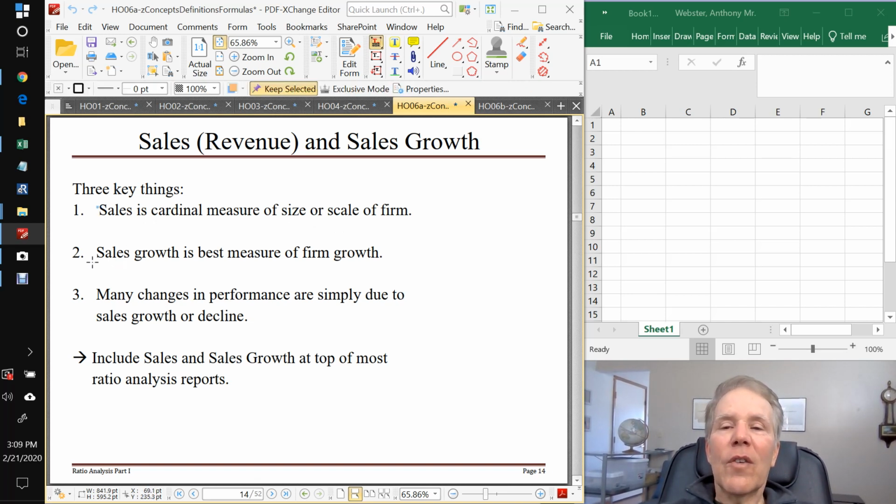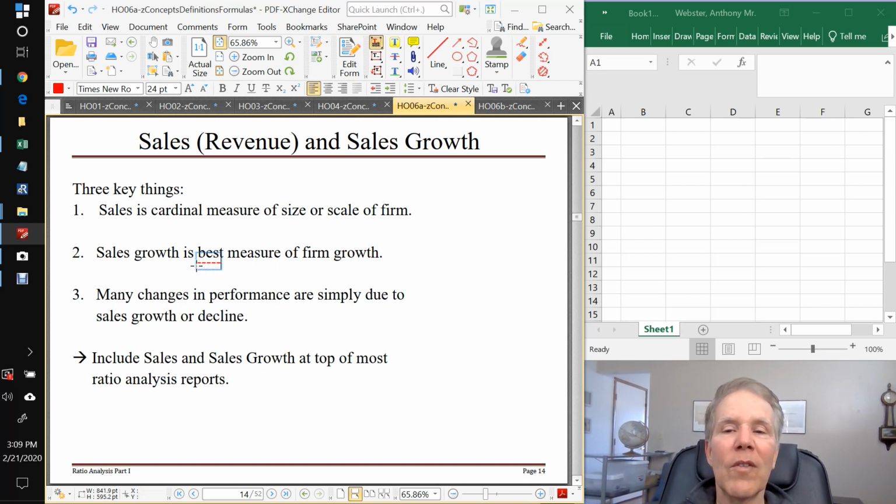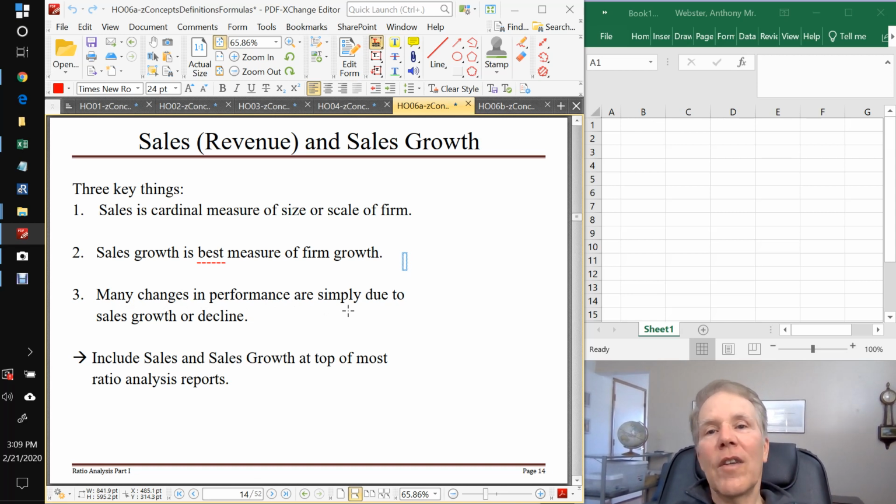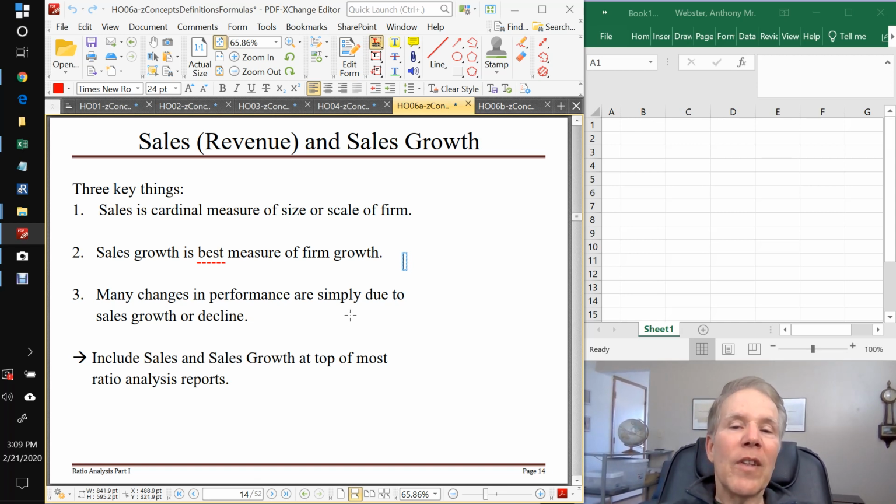And sales growth is a great measure of firm growth. It's actually the best measure of firm growth, and it's the only one I'm going to ask you about in this class. Also, many changes in a company's performance are just due to sales decline. In the Great Recession, sales for many companies declined by like 40%. I mean, that's really shocking, but that happened. And that was really what drove a lot of bad things that happened to them. Similarly, a company doing awesomely well might just simply be because their sales are growing so fast.